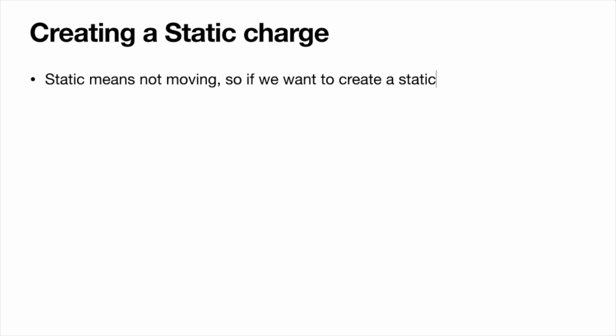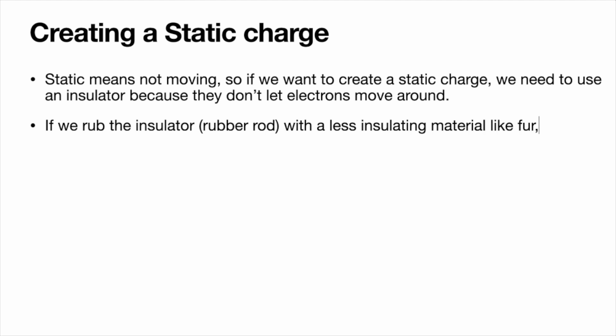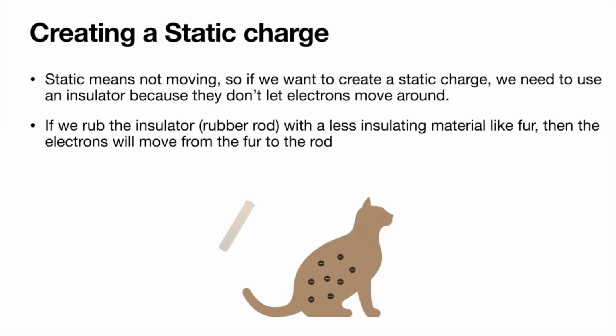Creating a static charge. Static means not moving, so if we want to create a static charge, we need to use an insulator because they don't let electrons move around. If we rub the insulator, in this case a rubber rod, with a less insulating material like fur, then the electrons will move from the fur to the rod, like such.